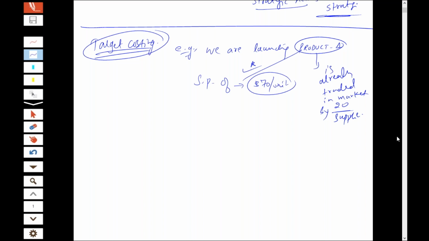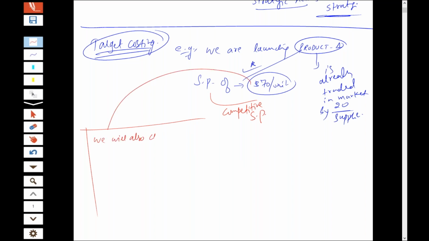Can you charge more than $70? Just say yes or no. Come on, students. No, you cannot charge more than $70, because you already have a set price in the market, and that means this is a competitive selling price. So what will be our strategy? We will also charge $70, and I want a target profit. Let's say my target profit is $10, and that means $60 is my target cost.